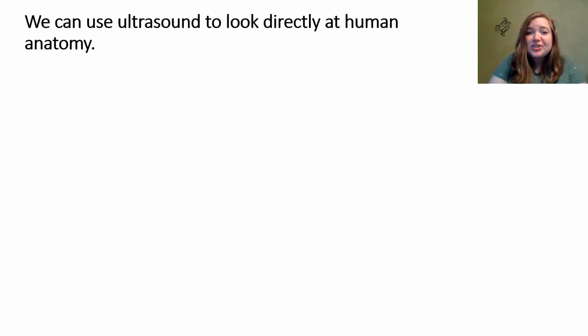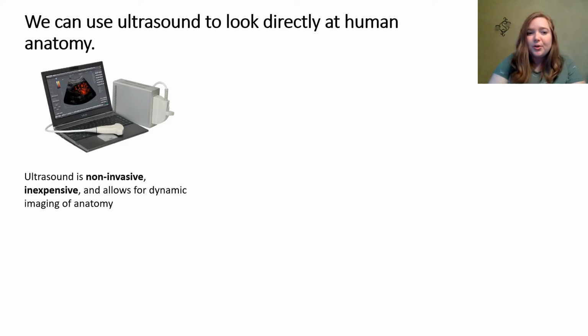Hi, so you just heard from V, and she talked a lot about MRI, which is a common type of medical imaging used in biomechanics research. But we can also use ultrasound to look directly at the human anatomy. When we think of ultrasound, we often think of using it to look at babies in pregnant mothers. But we can also use it to look at muscles and tendons in the body. Ultrasound is a non-invasive and inexpensive method that allows for dynamic imaging of the anatomy.